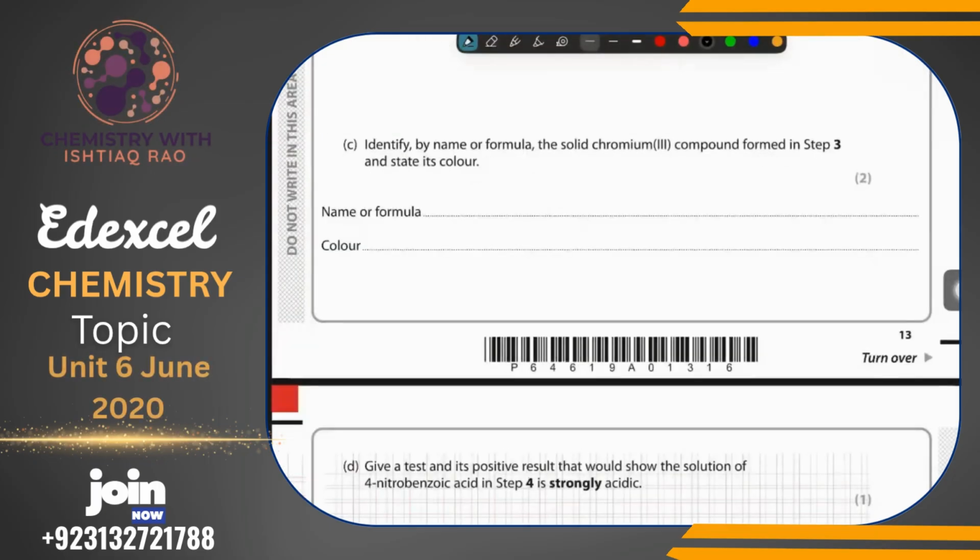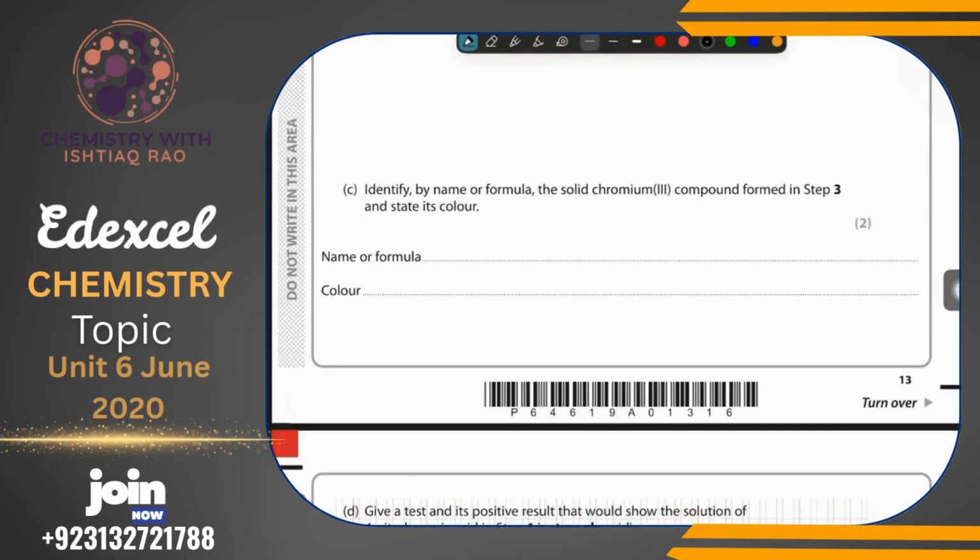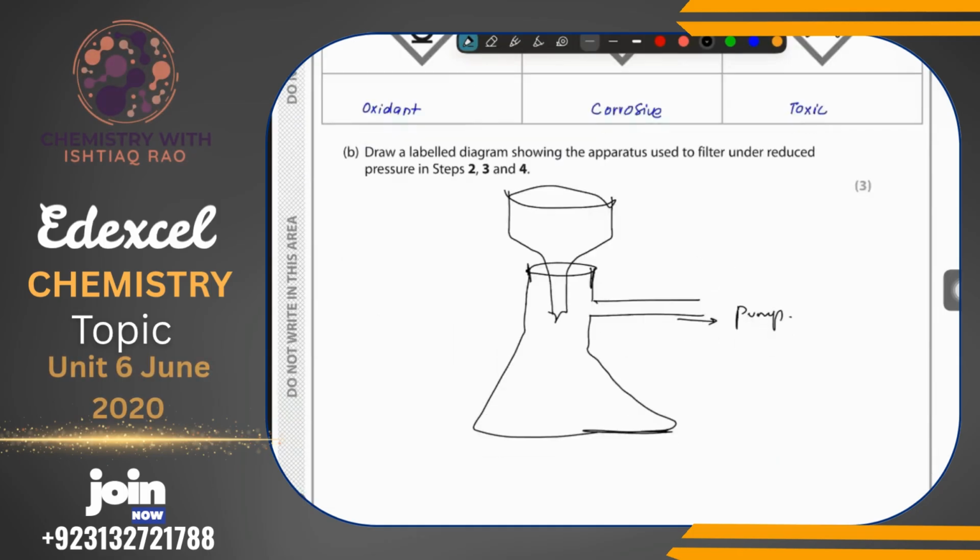Identify by name or formula the solid chromium(III) compound formed in one step, and state its color. I'm drawing. Yeah, just one second.